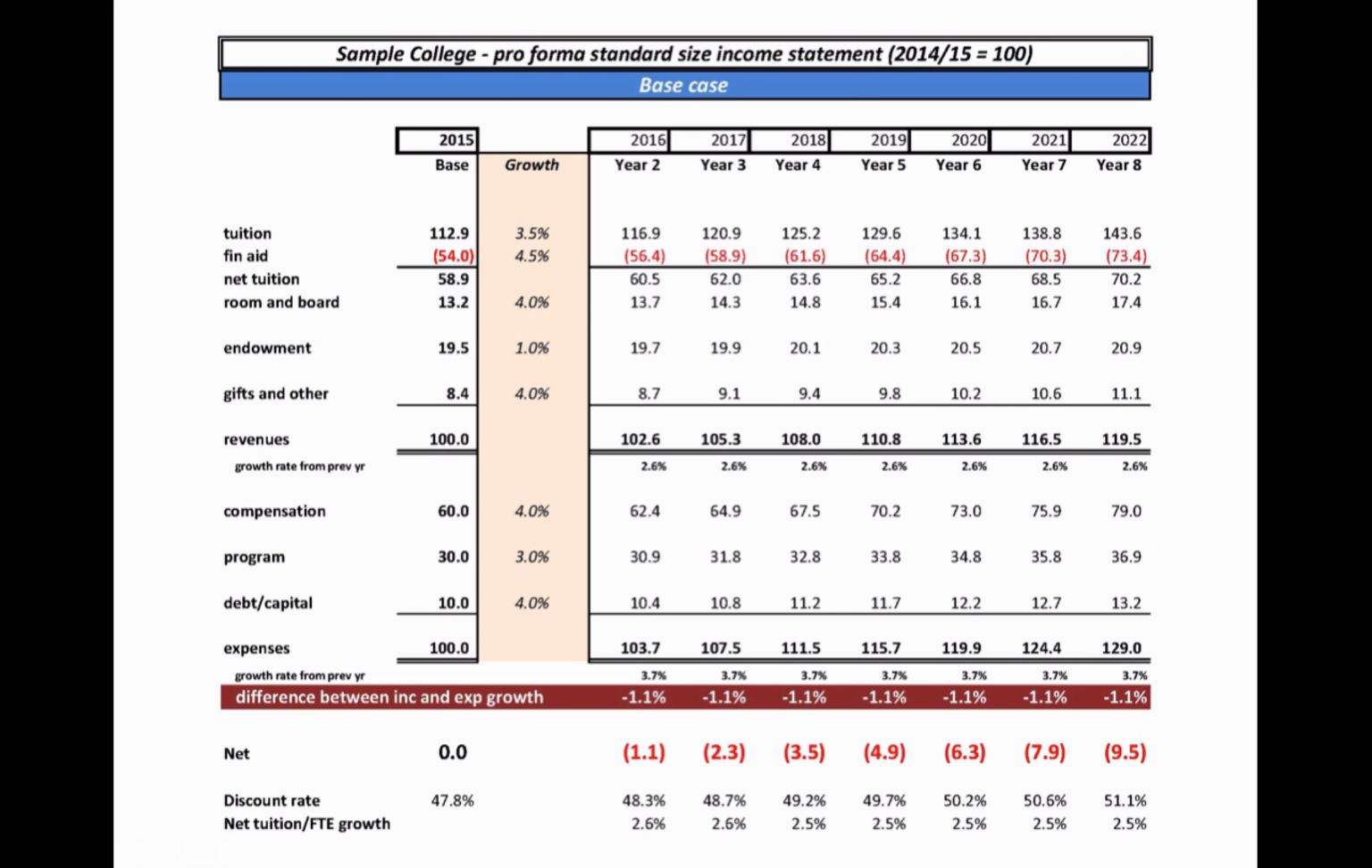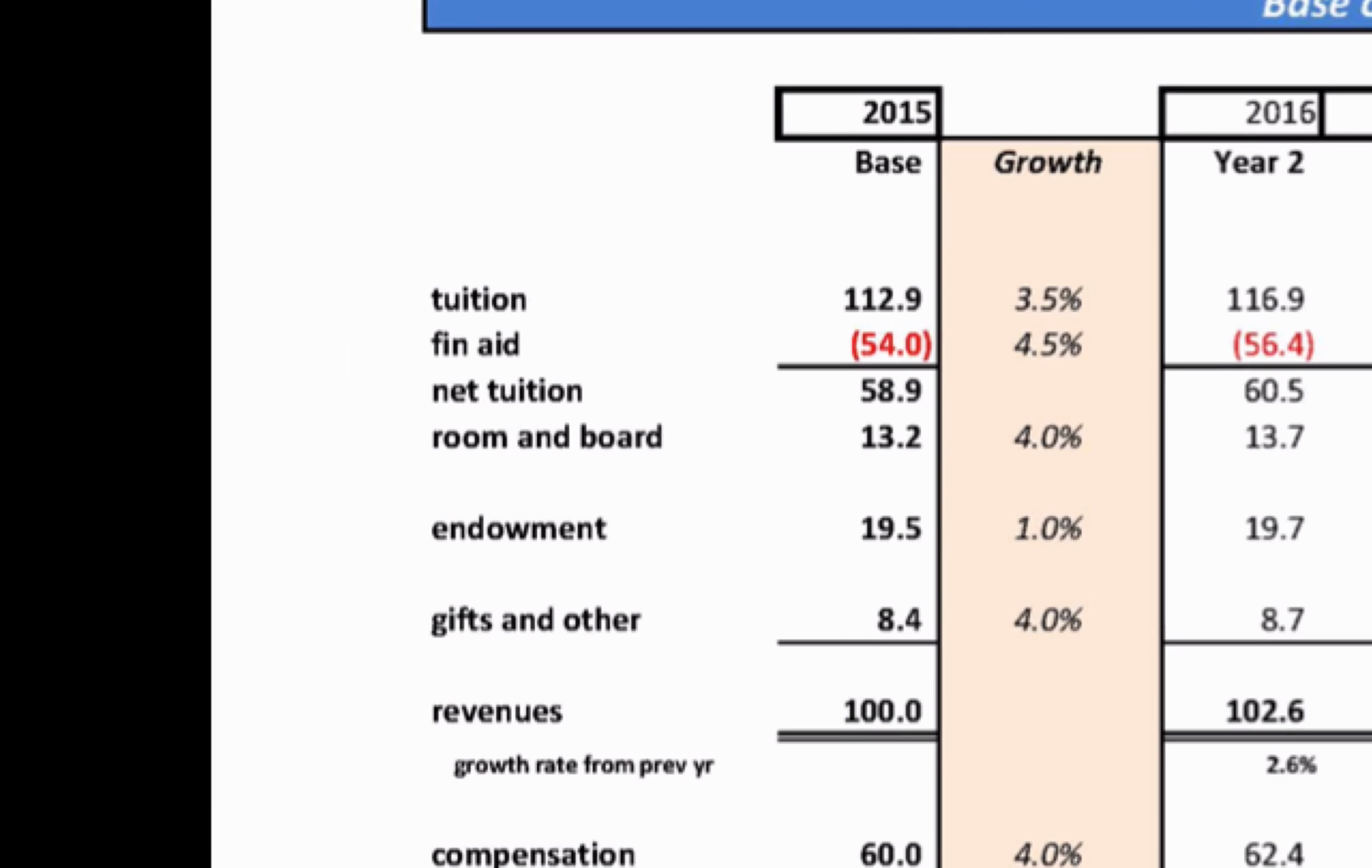So the revenue types are really in three categories. The first is from students, which is tuition and room and board. The second is investments, which is described as an endowment. And then the third revenue source is everything else.